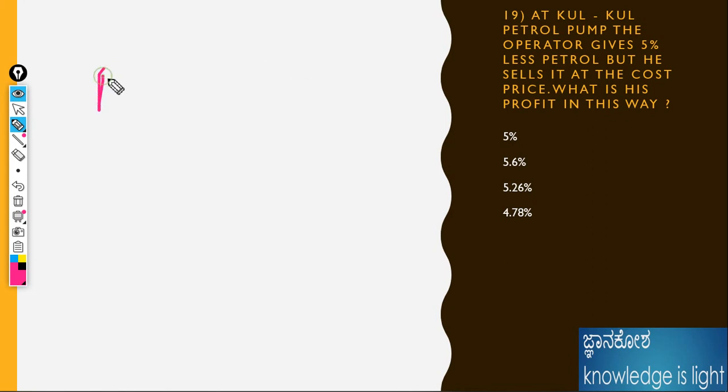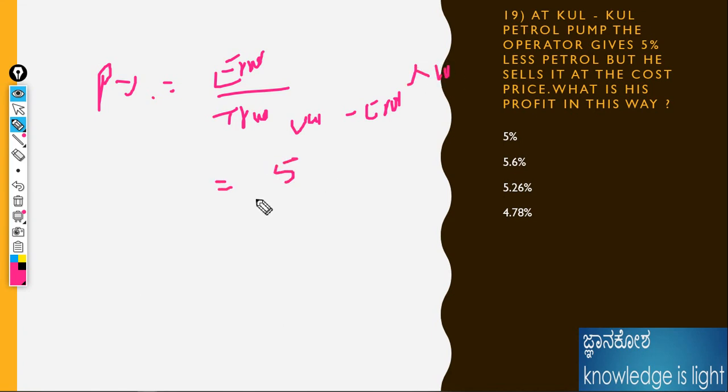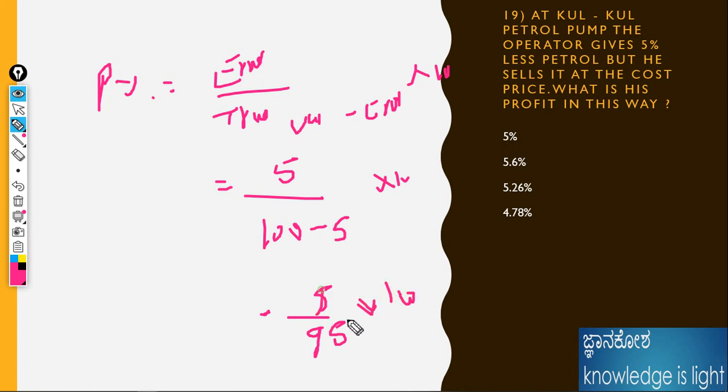The percentage profit is equal to error divided by true value minus error, into 100. What is the error? 5. What is the true value here? 100 is the true value minus 5, into 100. Therefore, 5 divided by 95 into 100. We already know 1 by 19. 1 by 19 is equal to 5.26, which is the answer for this question if you remember the table up to 20.